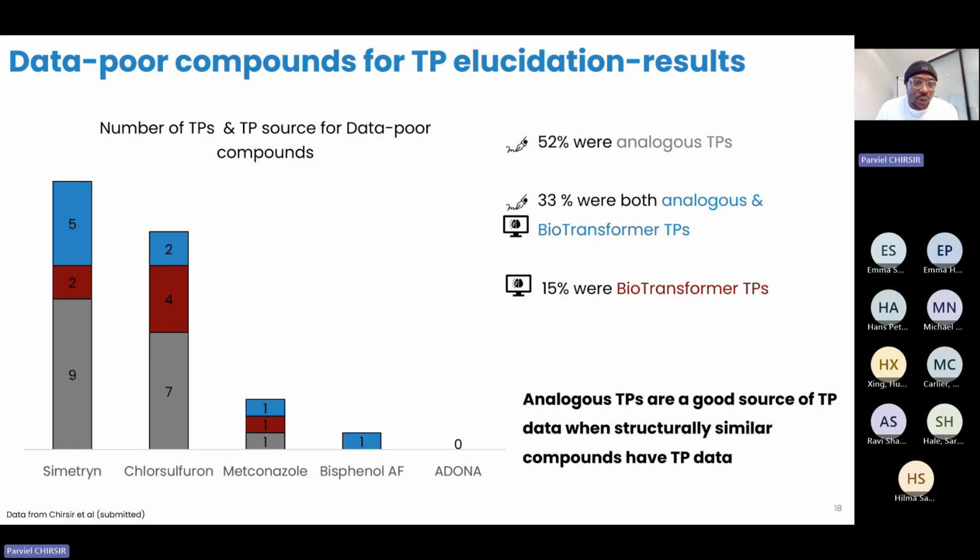Now, these results show that analogous TPs are a good source of transformation product data when structurally similar compounds have transformation product information.